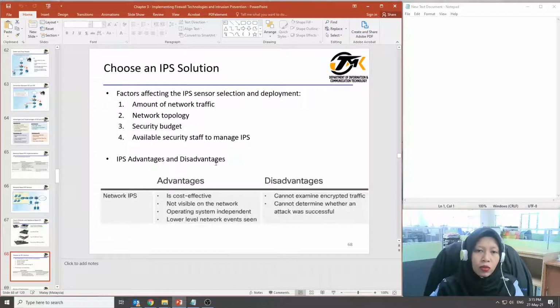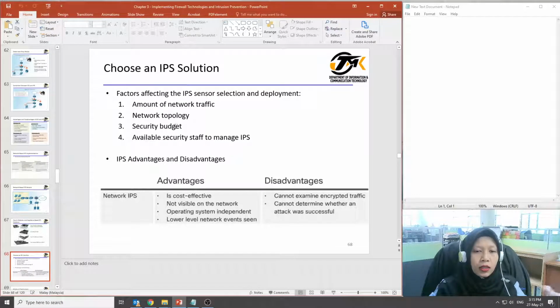Okay, then you need to know the network topologies, because different organizations have different network topologies. So the IPS solution depends on that network topology. If, let's say, that particular organization has a lot of routers deployed based on different departments, you might need to have a lot of IPS.